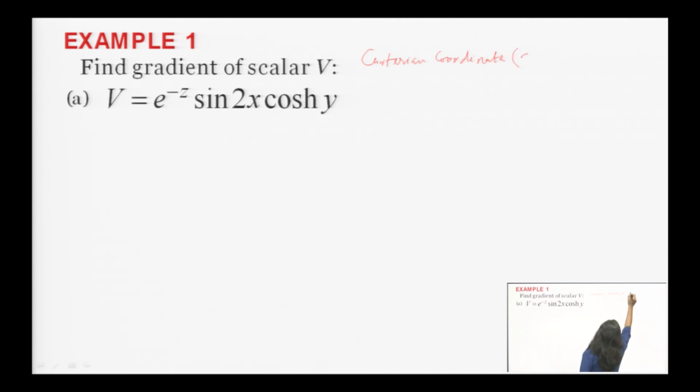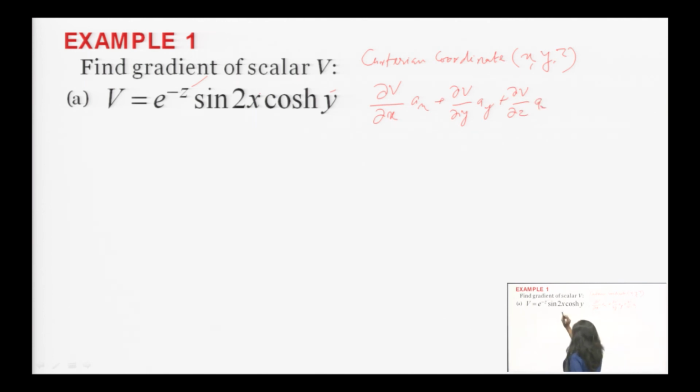The basic parameters of Cartesian coordinates are x, y, z. As in this scalar function we can see x, y and z, it means that it is given in Cartesian coordinates. So we need to apply the formula of gradient in Cartesian coordinates. Here the scalar function is V, so we will apply del V equals dV/dx ax plus dV/dy ay plus dV/dz az.